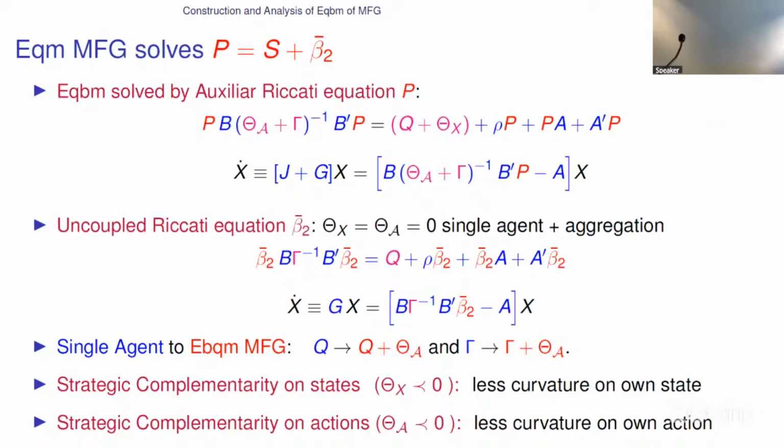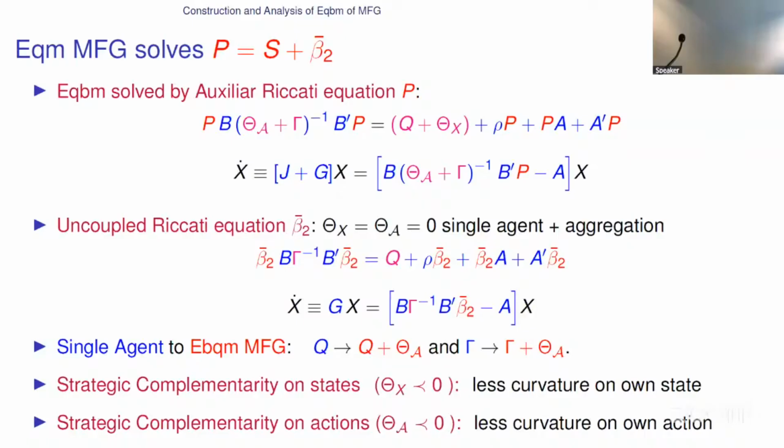This one is the one that we all learn, some of us learn, except that gamma is replaced by theta A plus gamma, and except that Q is replaced by Q plus theta S. So if you know the solution of this one, you know how it behaves with respect to Q and gamma, then you know how the solution of the equilibrium behaves with respect to Q and gamma. And that's the sense in which strategic complementarity affects curvature in actions and curvature in states.